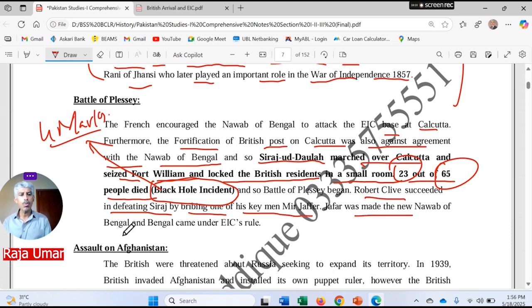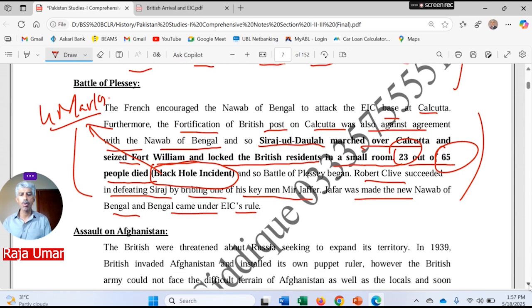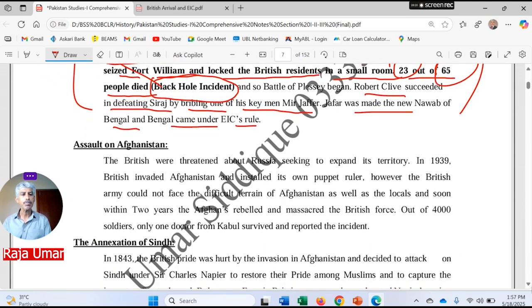Jafar was made the new Nawab of Bengal, and Bengal came under the EIC rule. So this is how they took over the biggest and richest province of the subcontinent, that is Bengal.